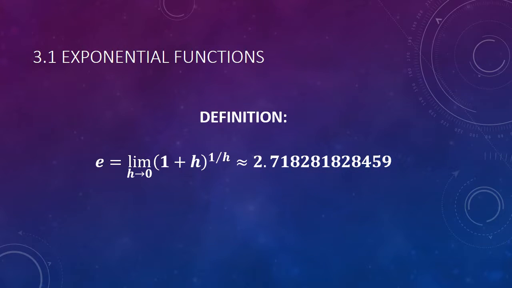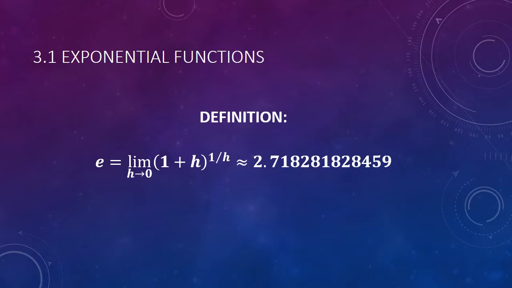Now, we're going to define e. E, in case you ever wondered where it came from, was actually defined using limits. It is the limit as h approaches 0 of 1 plus h to the 1 over h power. And if you keep putting in numbers that are smaller and smaller and smaller, you get this approximation here.